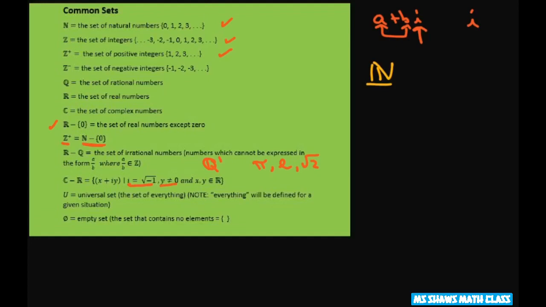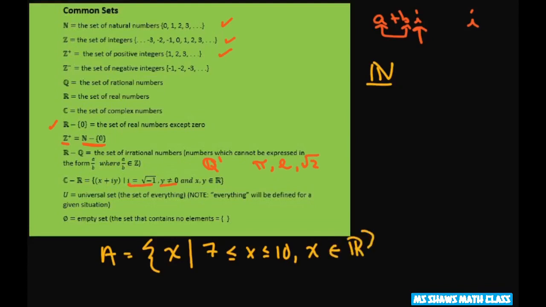Also, if you let A equal that other set, all numbers such that x is between 7 and 10 inclusive, where x is a real number, that's an infinite set, because there's an infinite amount of numbers between 7 and 10. So that's basically your common sets.